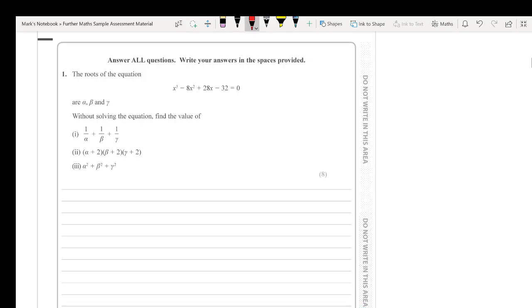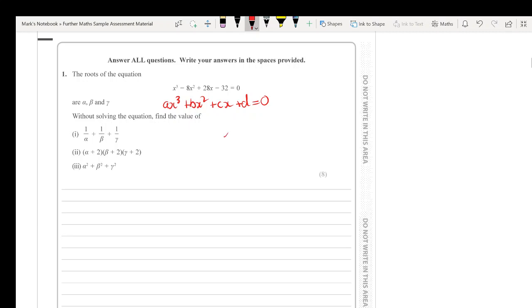Okay, question 1. So, first of all, remember this is in the form ax cubed plus bx squared plus cx plus d equals 0. And some fundamental information from that.